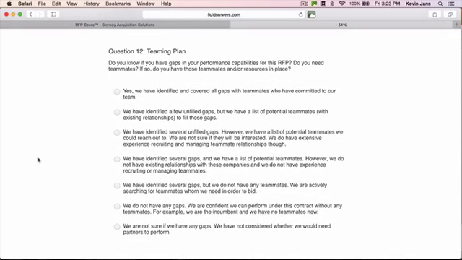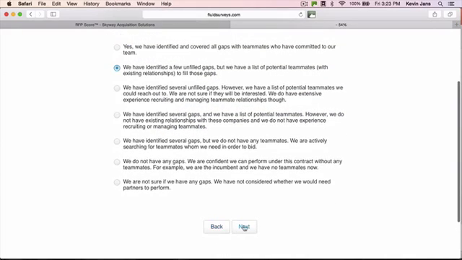Question 12, what is your teaming plan? Do you have any gaps in your ability to perform this requirement? Do you need to go get teaming partners? Have you gotten them already? Do you know where to find them? Et cetera, et cetera. So in this case, let's go with, we have identified a few unfilled gaps and we have potential teammates we're looking into.